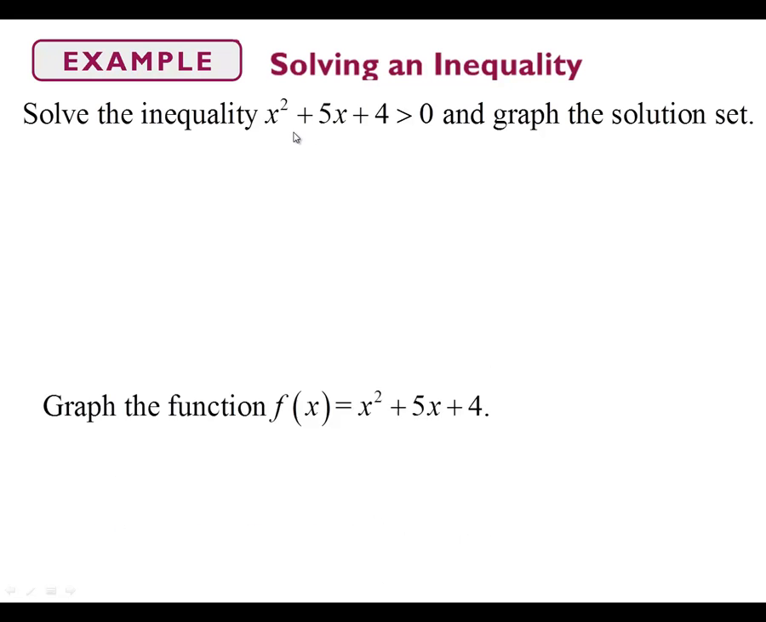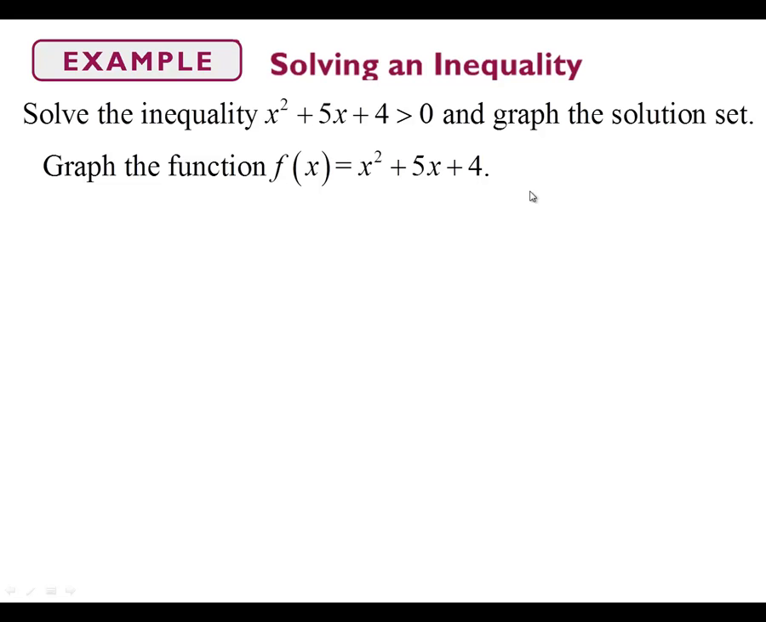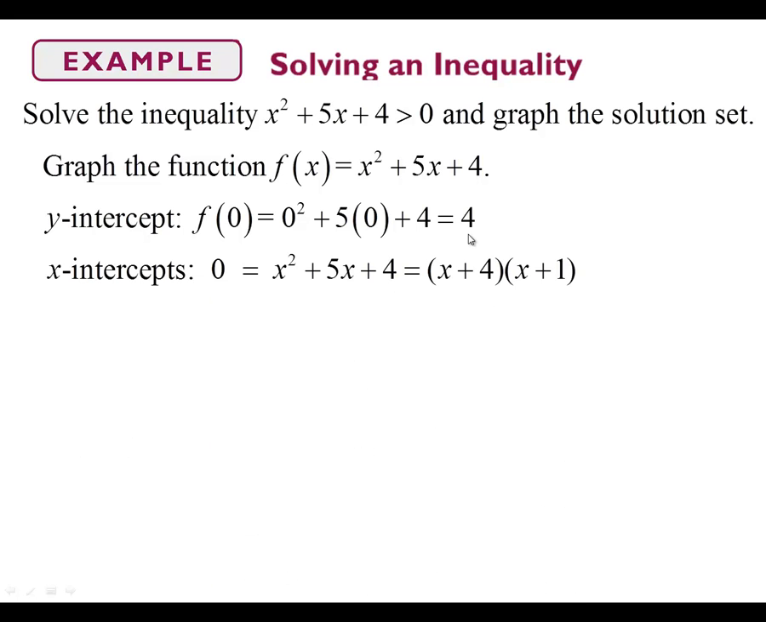Okay, so basically we're going to graph the function x squared plus 5x plus 4, but first we have to find the intercepts. We have the y-intercept, we set x equal to 0. We put 0 in for x and solve for y. In this case, we're solving for f of x. So we put 0 into the x's, and we get y, or f of x, equals 4. So x is 0, y is 4 for the y-intercept.